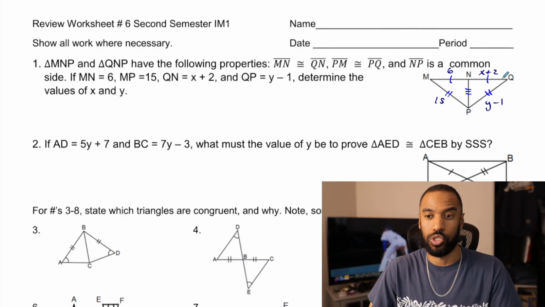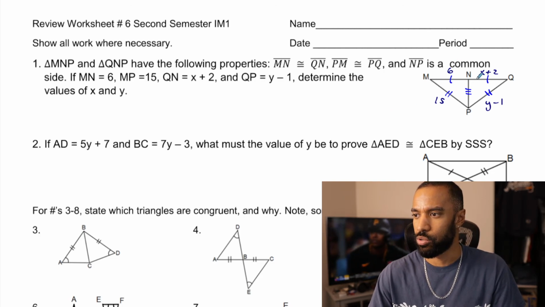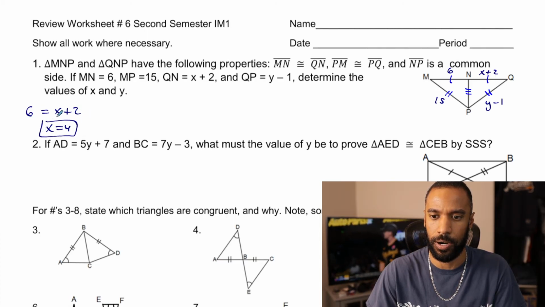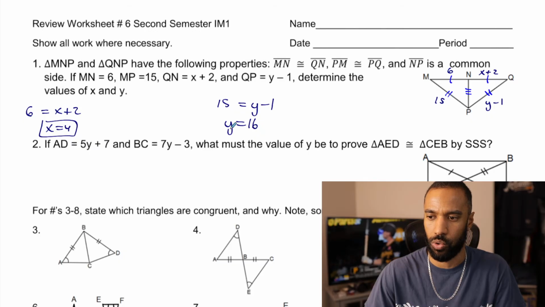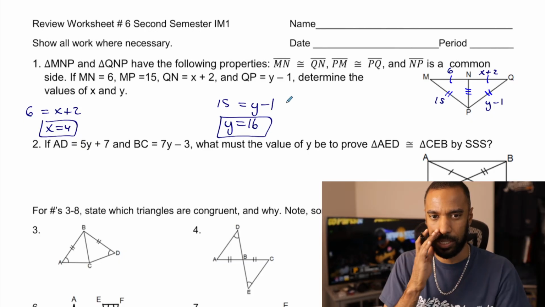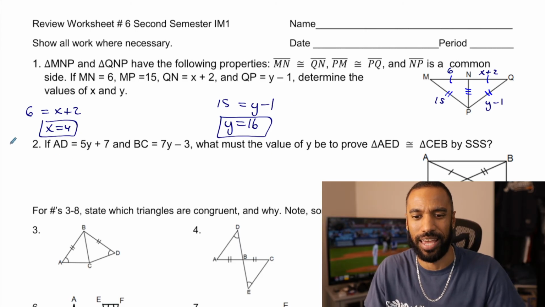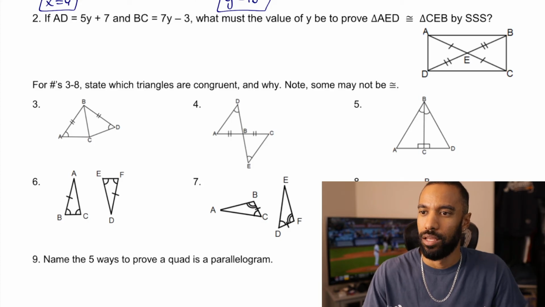These triangles are congruent to each other, but we already have information to work this out anyway. So 6 and x plus 2 have to be the same. 6 equals x plus 2, therefore x equals 4. And then 15 and y minus 1 have to be the same. 15 equals y minus 1, so y equals 16. Oh, that's it. That's a lot of buildup for just that. I thought there was going to be this big, I don't know.